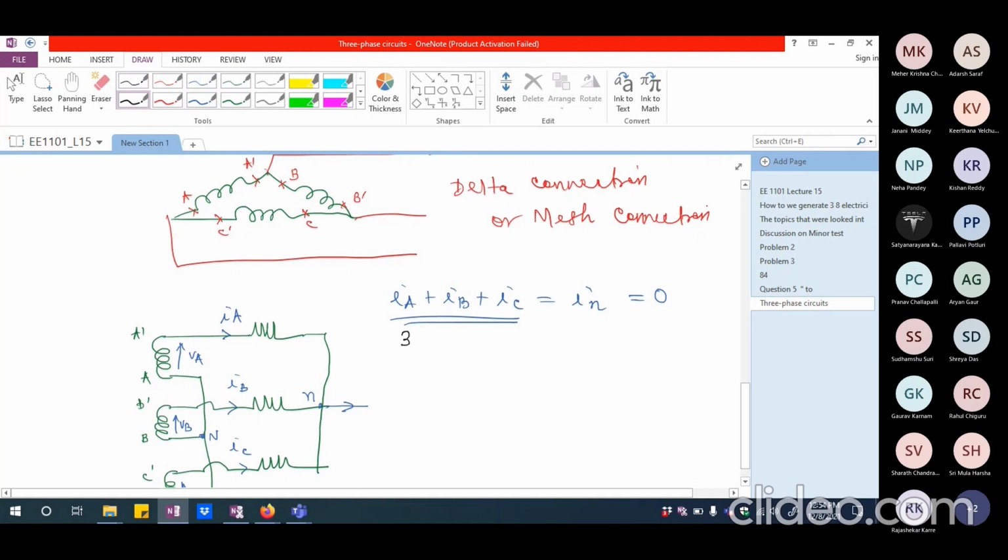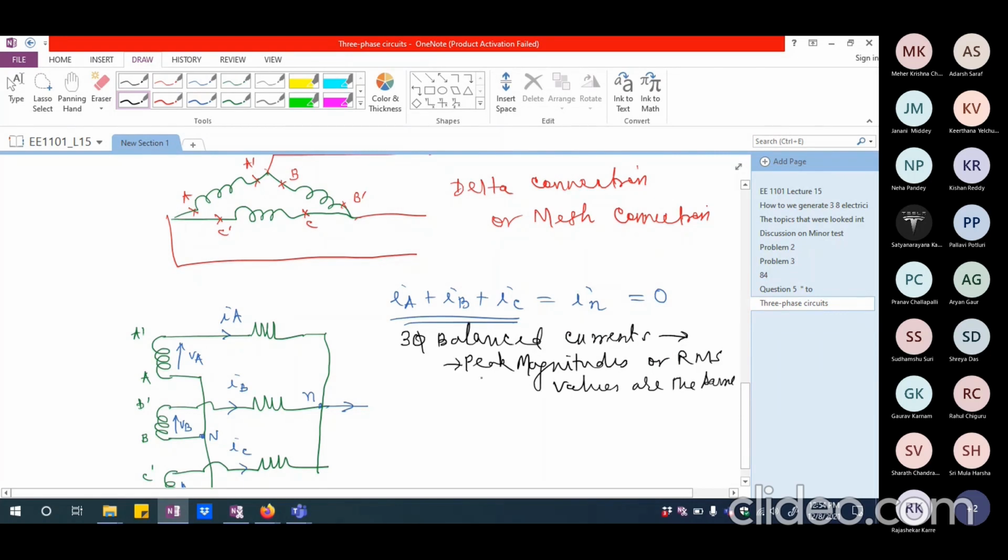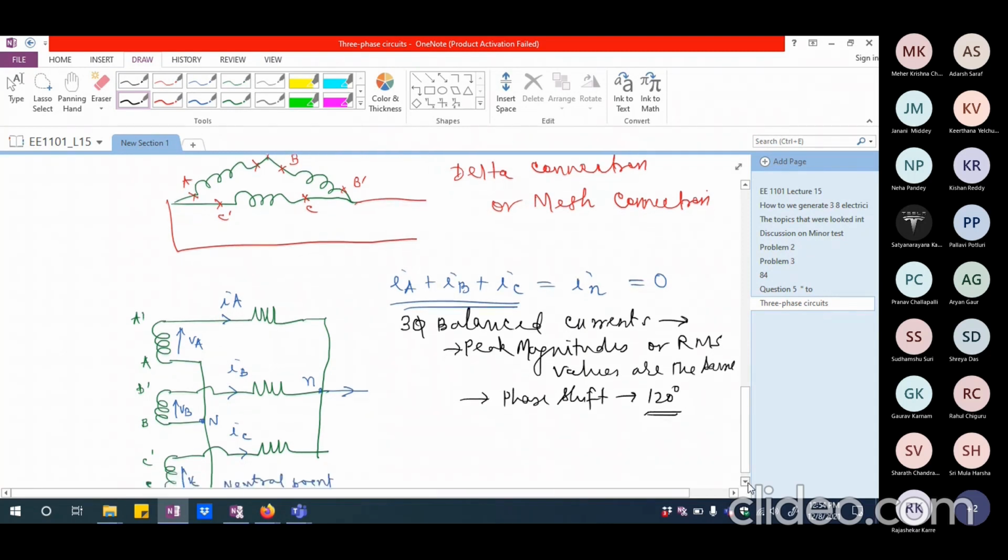What do we mean by balanced? Three-phase balanced currents talk about two things. One is magnitudes: peak magnitudes or RMS values should be the same. This is the first thing. The second thing is the phase shift between each other has to be 120 degrees exactly. So if these two conditions are adhered to, we call this as balanced currents.